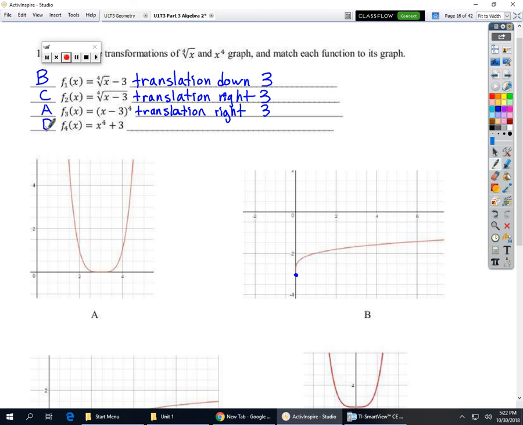This one is D. Plus 3 away from the x means I moved up 3. This is a translation up by 3. All right, first page, not too bad.